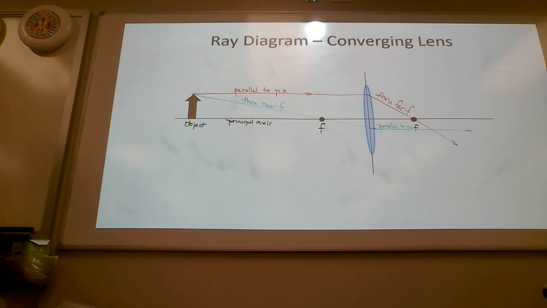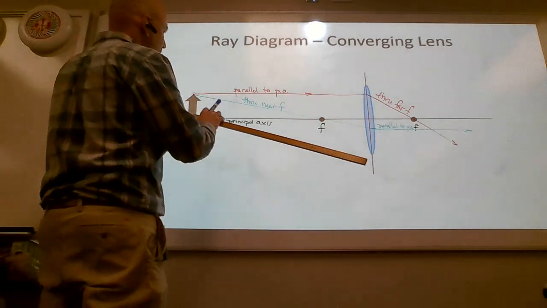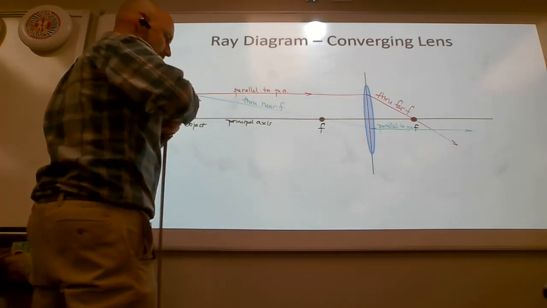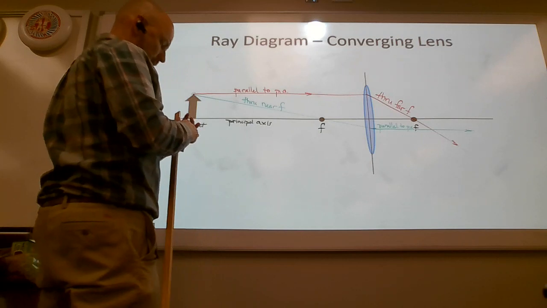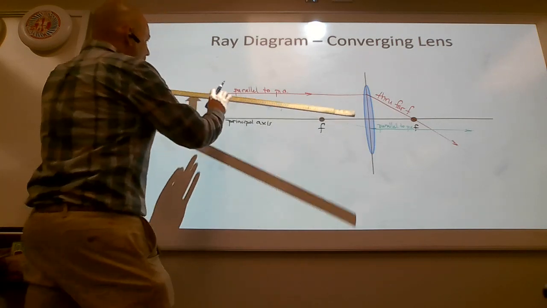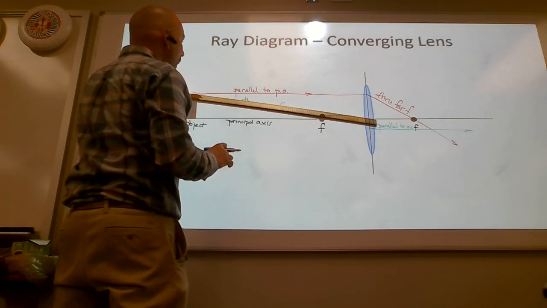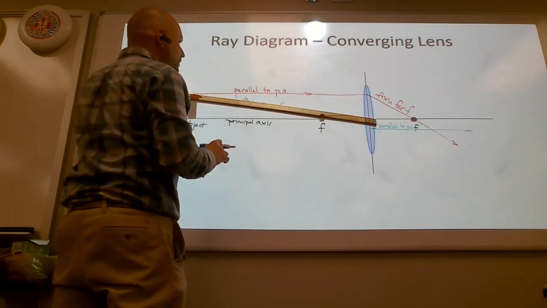Last ray, in my opinion, is the easiest. It's my favorite. What we're going to do is start at the top of the object, and we're going to go through the center.